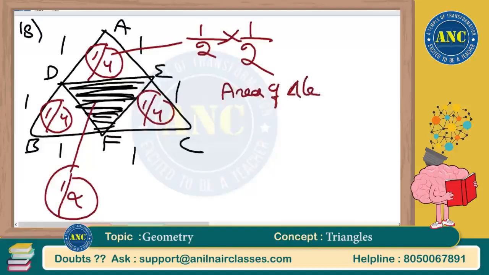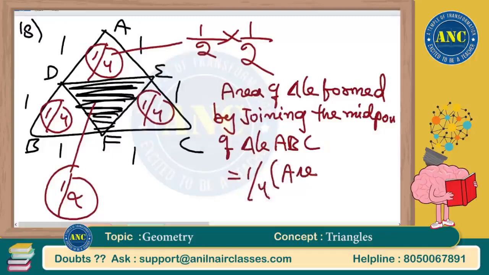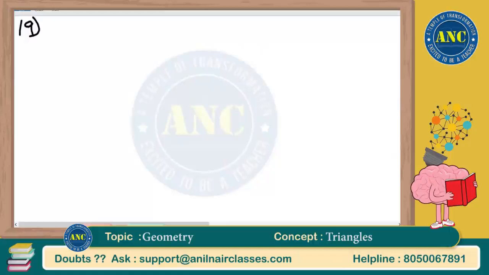Area of a triangle formed by joining the midpoints of triangle ABC is nothing but 1 fourth the area of triangle ABC. I hope the proof is clear. Idea is clear. 19th.